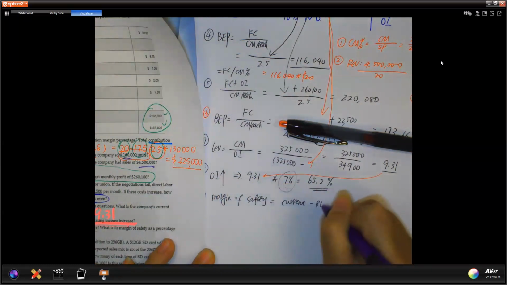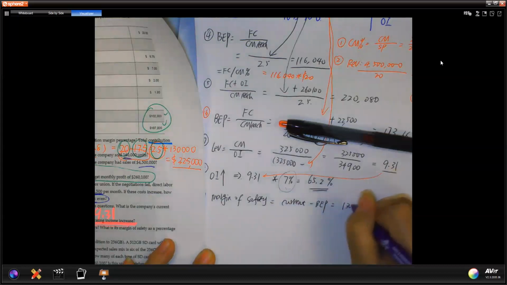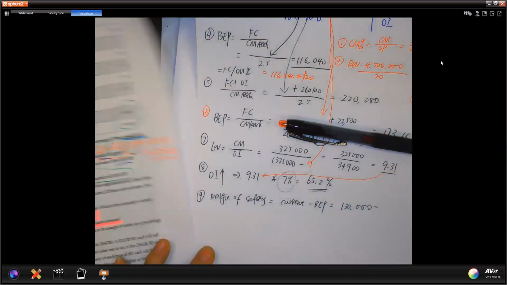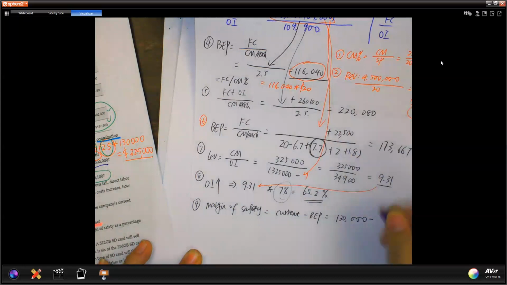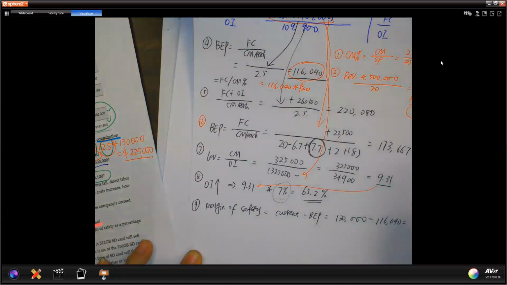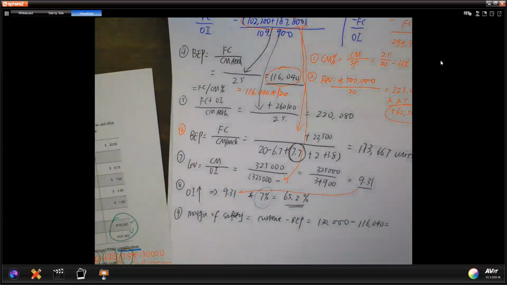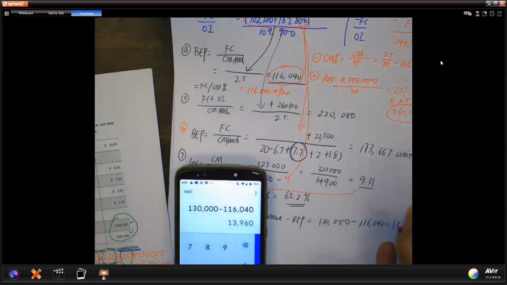minus break-even point, right? Our current is selling 130,000 units. We minus our break-even point, 116,040. So we got our margin of safety is, oh, they don't ask about the units. Sorry about that, I'll do it. Give me 1 second. So you got 13,960 units, times $20 each.